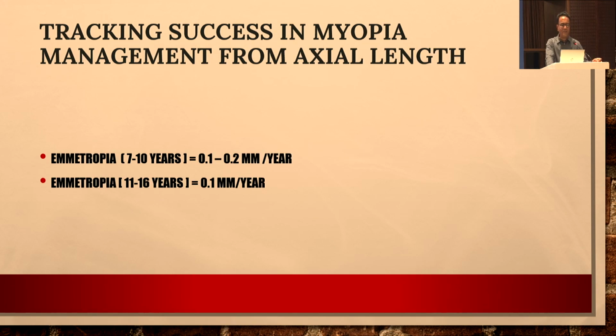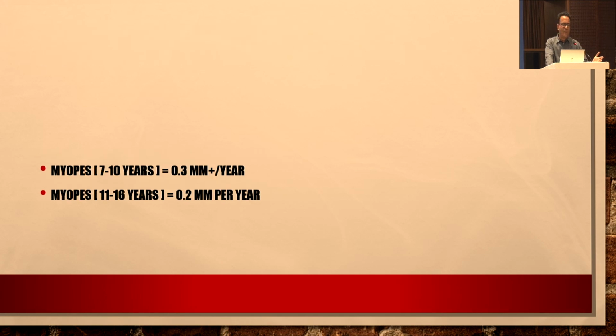Tracking success in myopia management from axial length. In emmetropic eyes less than 10 years, axial length grows by 0.1 to 0.2 millimeter per year. In emmetropic eyes 11 to 16 years, 0.1 millimeter per year. In myopes less than 10 years of age, if untreated, myopia progression is typically greater than 0.3 millimeter per year, then the optimal outcome would be to limit annual progression to less than this, since emmetropes of the same age progress at the rate of 0.1 to 0.2 millimeter per year. Slowing progression to this rate is an outstanding result.